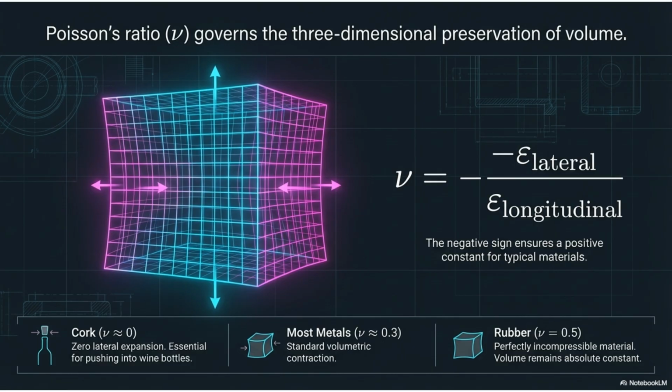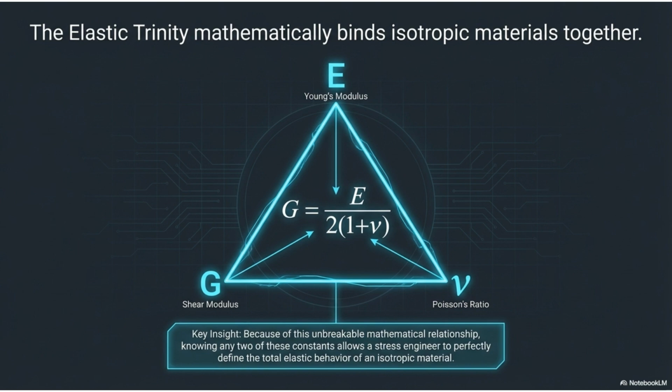Poisson's ratio, nu, governs the three-dimensional preservation of volume. It is defined as the negative ratio of lateral strain to longitudinal strain. The elastic trinity mathematically binds isotropic materials together. Knowing any two of these constants allows a stress engineer to perfectly define the total elastic behavior of the material.